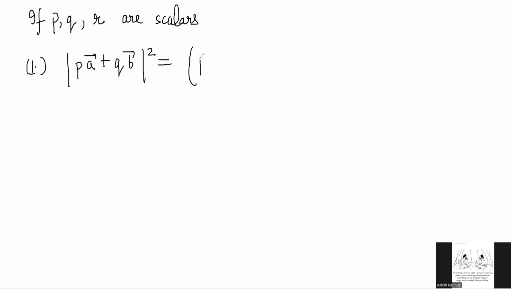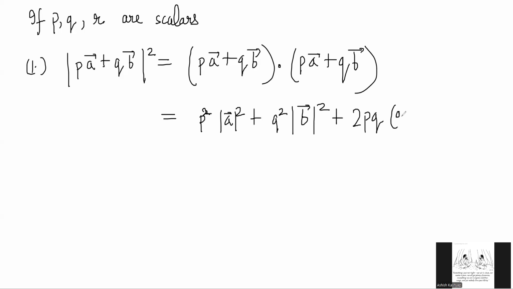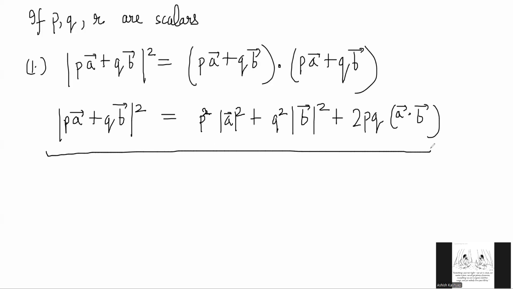So how do I do that? I will do it like this: PA plus QB dot product with PA plus QB, right? Because these are two identical vectors, the angle between them is 0. So the dot product of these two is equal to this. So this will give us P square mod A square plus Q square mod B square plus 2PQ A dot B, right? So that becomes my result for mod PA plus QB whole square. This is coming from here.